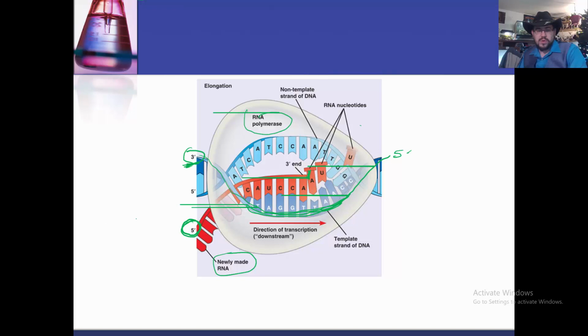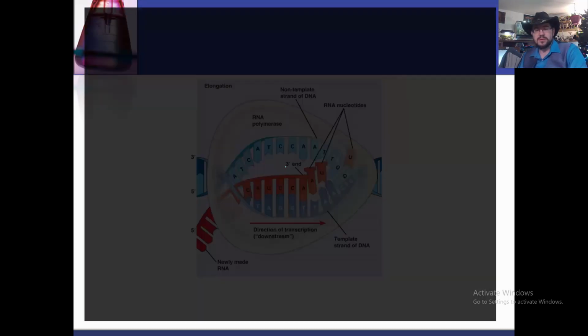So if we continued along, say this was the very beginning, this would be the first complementary nucleotide that we slapped down, if that was the beginning there. And we just continue moving. So the first nucleotide transcribed is sort of the tail end of our transcript. So we're putting down new nucleotides from the 3' end. We're elongating from the 3' end.